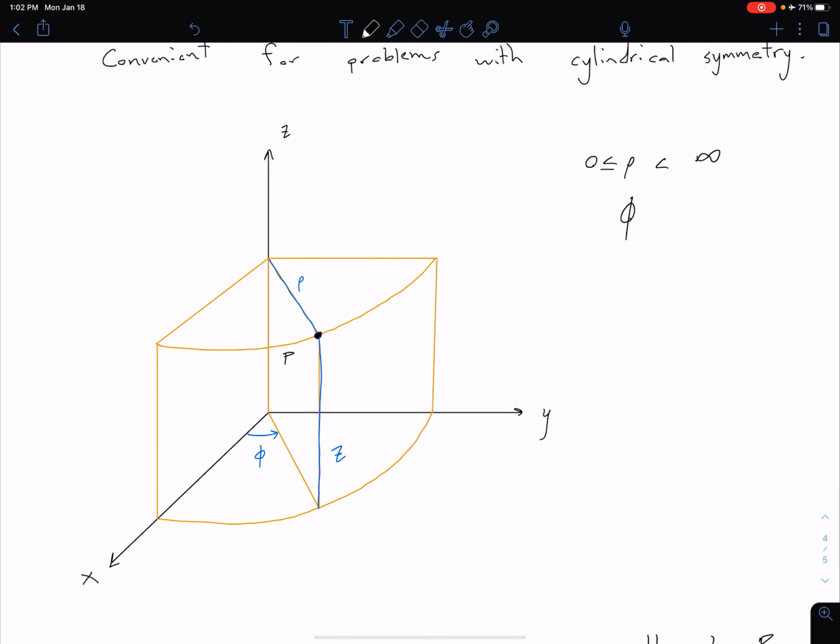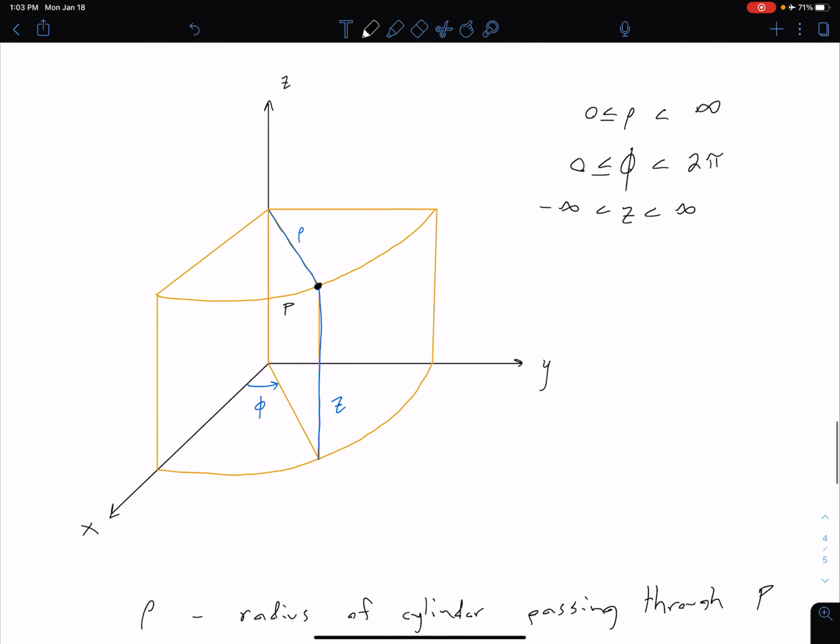Our phi, that angle, can go between 0 and 2 pi. So essentially one full revolution around our z-axis, so I only want to include one endpoint. And then our z, just like before in Cartesian, can go from negative infinity to infinity.